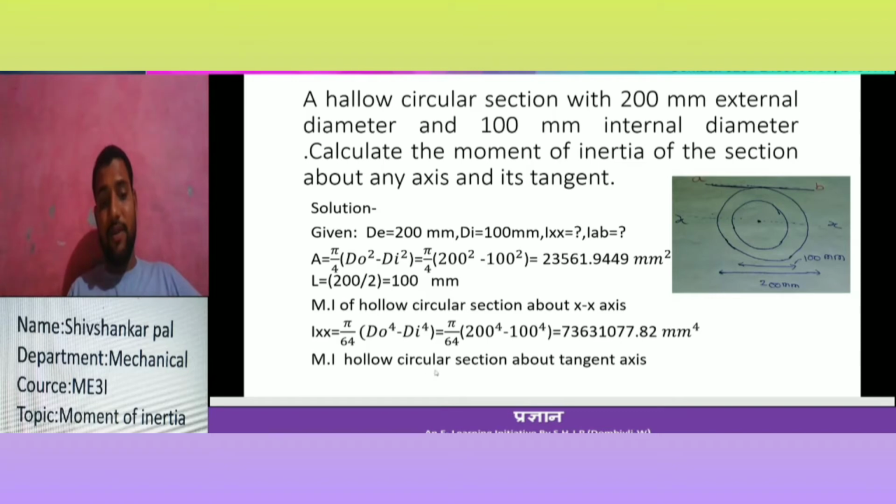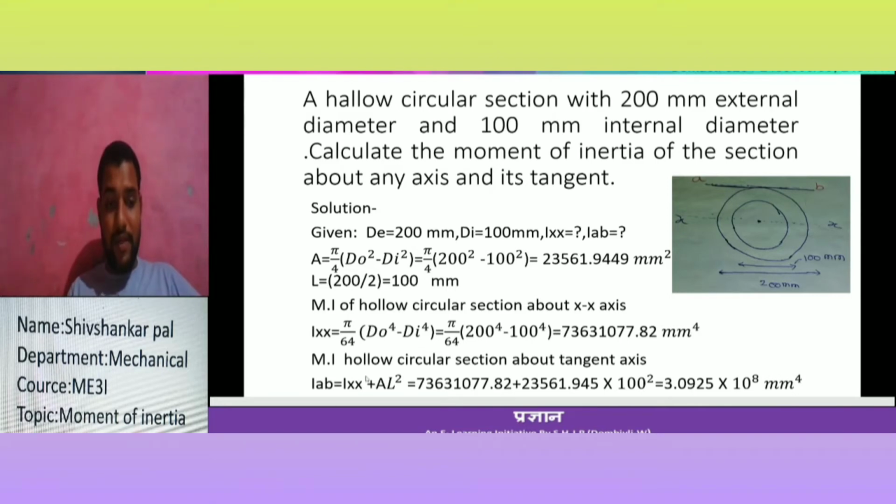Basically the moment of inertia about the tangent axis uses the parallel axis theorem. You know the moment of inertia about our centroidal axis; this moment of inertia is transferred from this axis to this axis using the parallel axis theorem. What is the parallel axis theorem? The parallel axis theorem says that the moment of inertia of the given section about the centroidal axis plus the area of the section into the perpendicular length between the centroidal axis and where I find the moment of inertia. That is known as the parallel axis theorem.